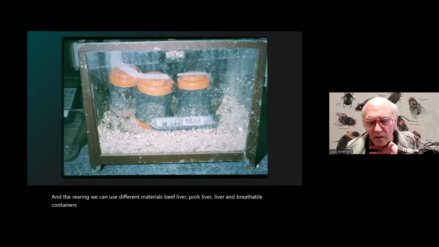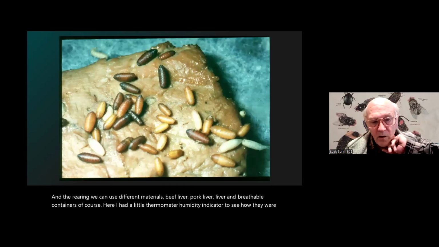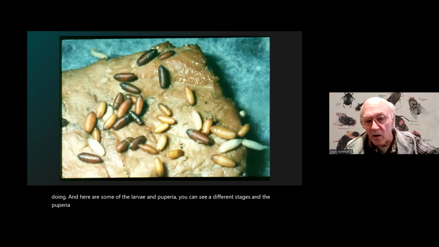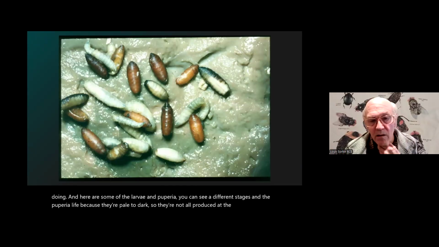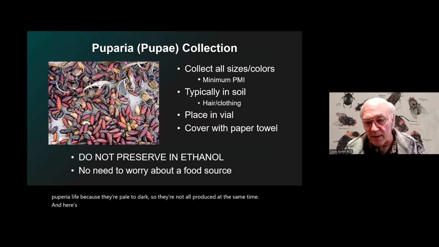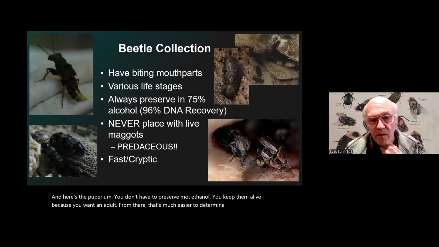Here I had a little thermometer humidity indicator to see how they were doing. And here's some of the larvae and puparia. You can see the different stages in the puparia life because they're pale to dark. So they're not all produced at the same time. And here's the puparium. You don't have to preserve them in ethanol. You keep them alive because you want an adult from there. That's much easier to determine the species than a larval form.